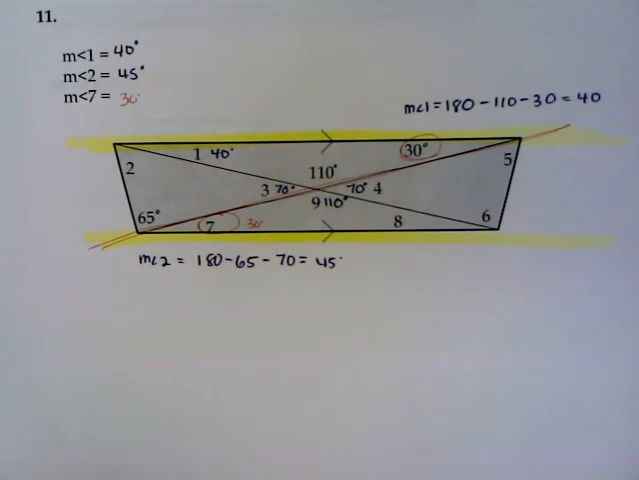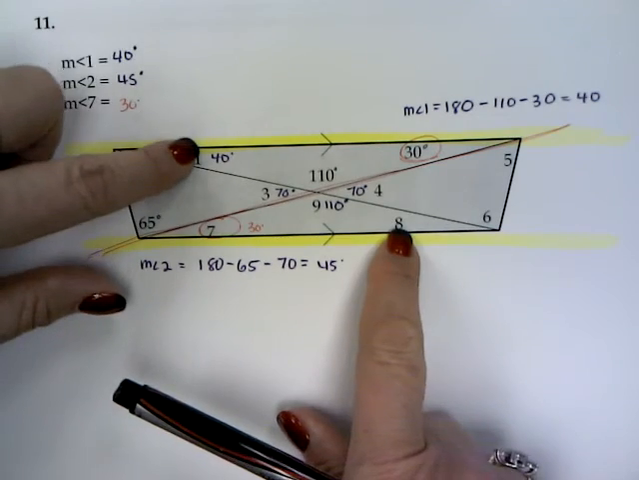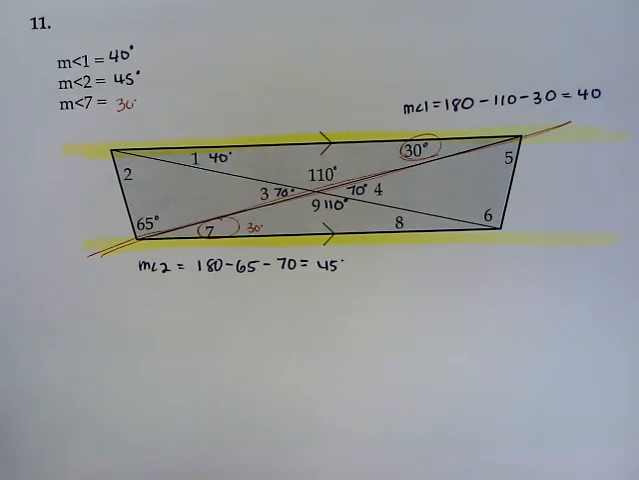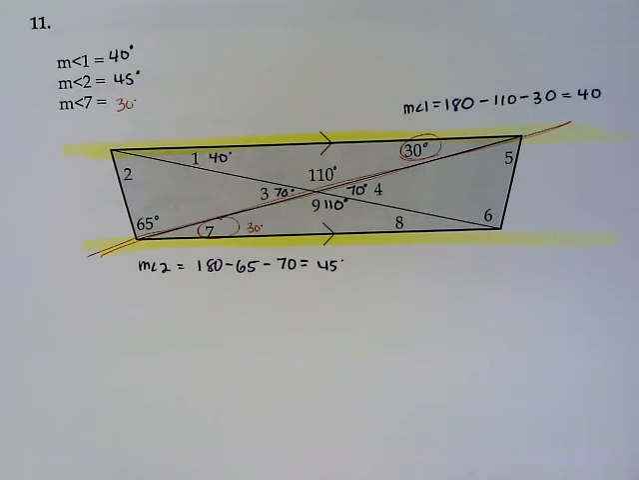Did I have to find 8, 5, or 6? No, but I could, because I could have another transversal, so these two would match 180. I could go find the other ones. I don't need to find the other ones, but I might have to find some that I didn't think I had to find just to make the ones I have work. So I don't have to find the other angles.